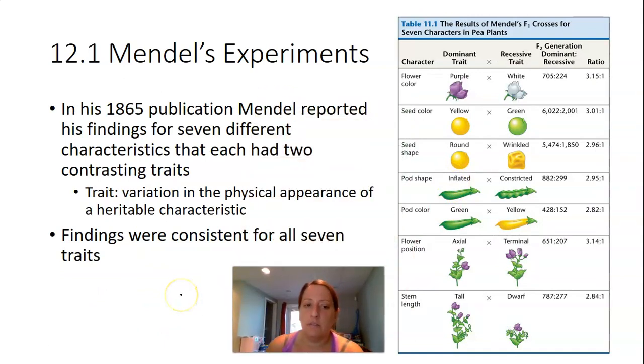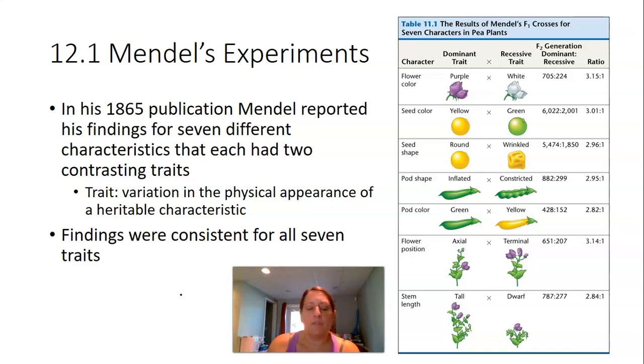So he did these hybridization and then crossing of the hybrids. He did that with more than just flower color. He looked at seed color. He looked at seed shape. He looked at pod shape, pod color, flower position, stem length. He looked at all of these different characteristics in the common garden pea plant, and every single time he got about a 3 to 1 ratio when he crossed the hybrids. So the F2 generation. That's really good evidence that there's something more going on than just blending.